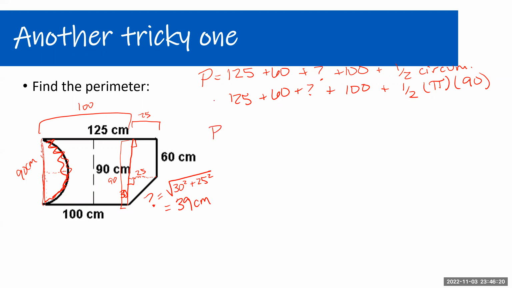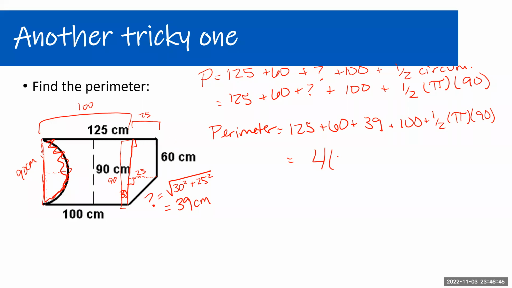Okay. So my perimeter is going to be 125 plus 60 plus 39. I'm just working around here. Plus 100 plus that 1/2 times pi times the diameter, which is 90. If I plug all of that into my calculator, I'm going to get somewhere around 465 centimeters. Now, this is about as hard as it'll get. It's about as hard as I can ask you on a test or anything like that. Okay. So if you can do this one, you're going to be just fine. There's a lot more practice in your text.